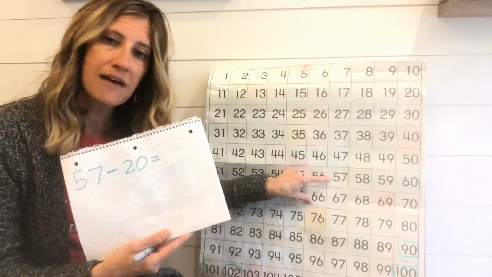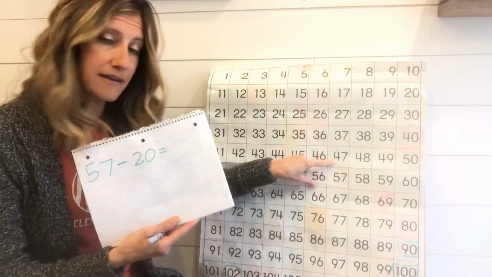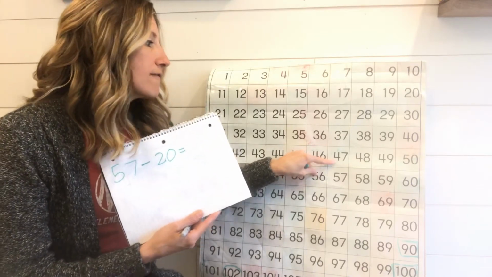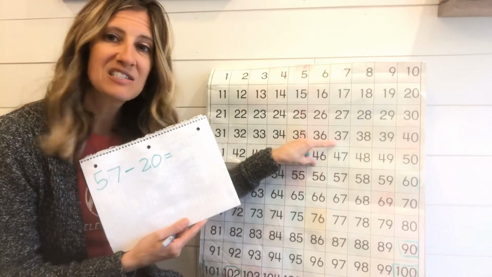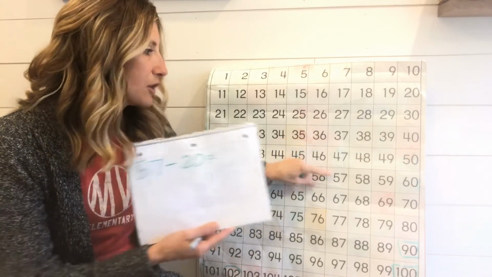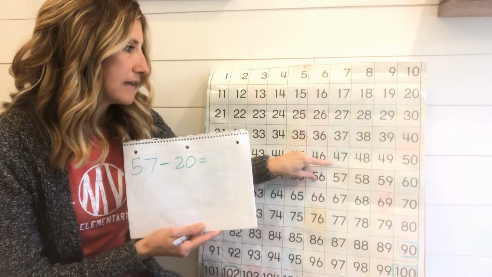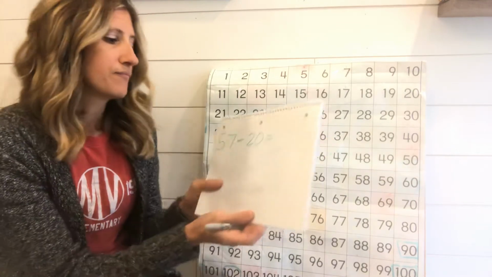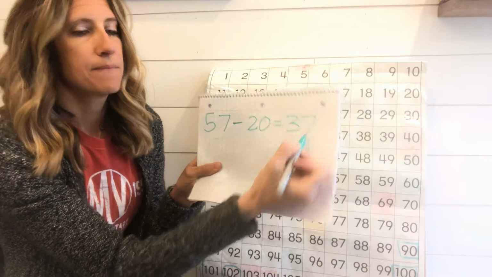So 57 minus 20. Well, 57 minus 10, we go up one spot, that's 47. 57 minus 20, we go up 2 spots, is 37. So if you're at 57 and you minus 20, 10, 20, you get 37. So 57 minus 20 is 37.